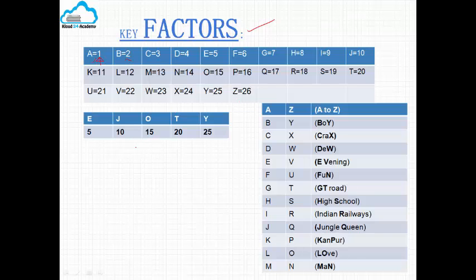If I ask you the position of alphabet N, you have to calculate it manually and it will take a lot of time. So to solve that, we have to remember a code which is IBPS. I repeat, IBPS. IBPS is nothing but alphabets at a difference of 5 positions. So E is at position 5, J is at 10, O is at 15, T is at 20, Y is at 25.